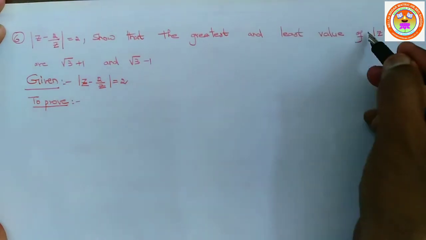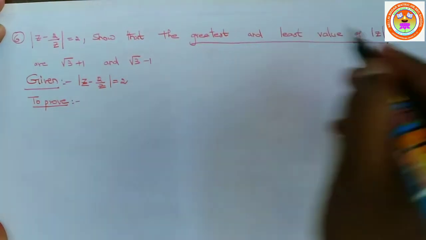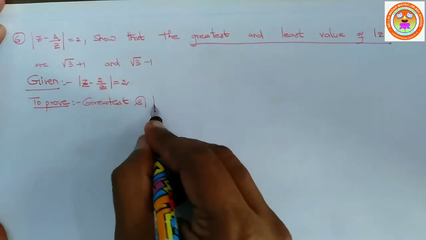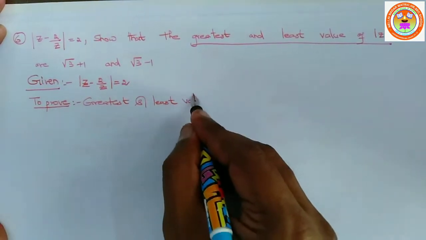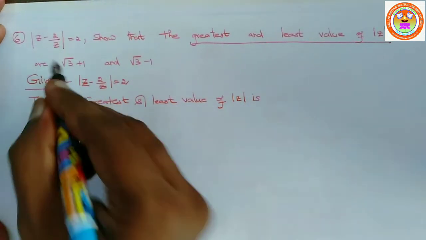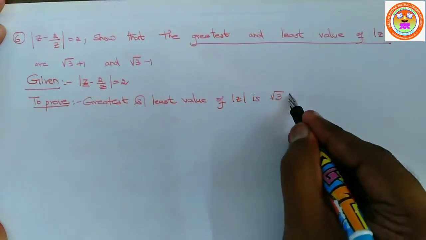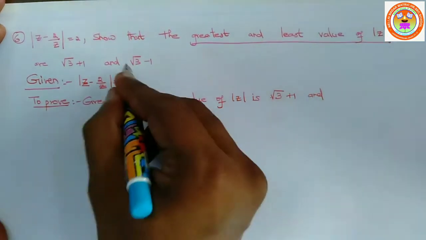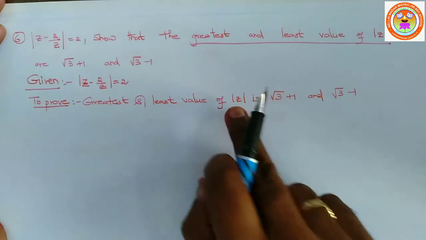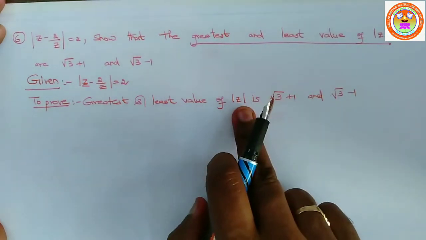The greatest and least value of modulus of z. Therefore, the greatest and least value of modulus of z is square root of 3 plus 1 and square root of 3 minus 1. This is the greatest value of modulus of z. This is the least value of modulus of z. I need to prove this.